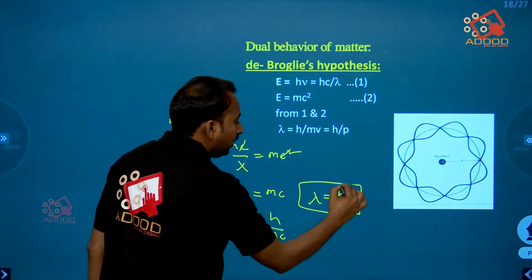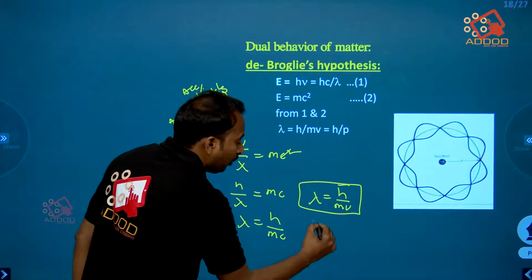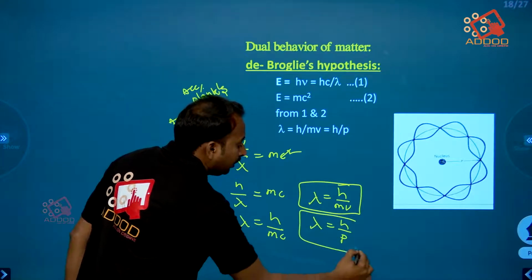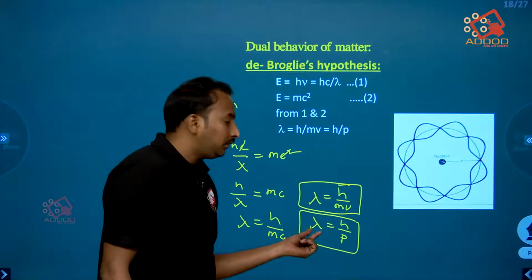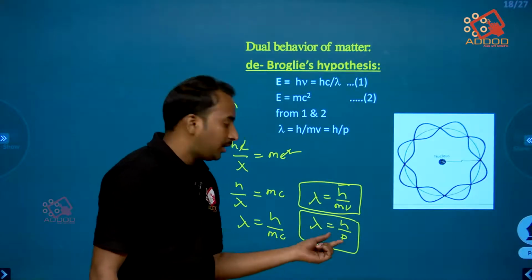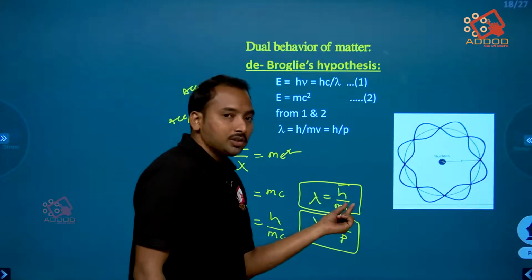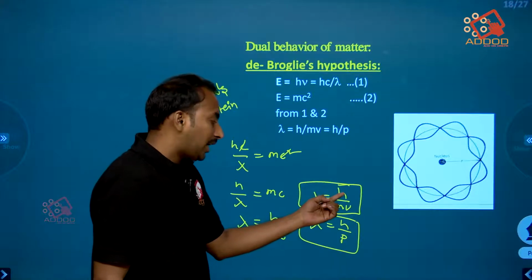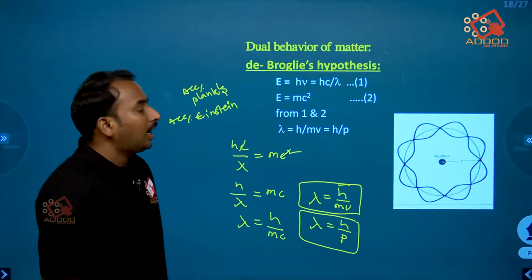So lambda is equal to h by mv, where mv is equal to momentum. So we can also write lambda is equal to h by p. Lambda is equal to wavelength, h is equal to Planck constant, and p is equal to momentum. Momentum is equal to mass into velocity. So in the above equation, lambda is equal to Planck constant by mass into velocity. So these are de Broglie's hypothesis.